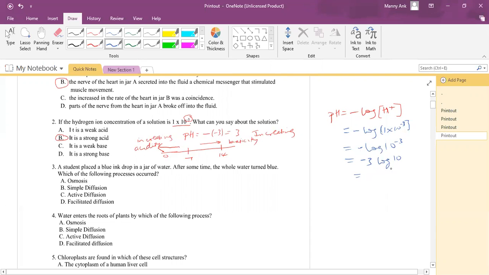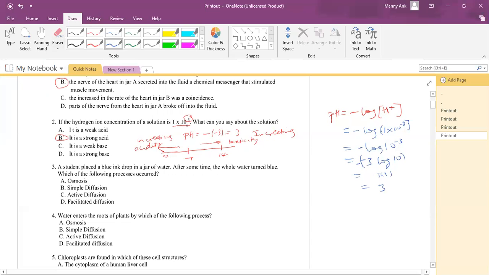Log 10 is always 1, because the base for log here is 10. So log of 10 is 1. So -3 times 1. I left the negative sign here. This should be negative of -3. So negative of -3 becomes positive. It gives us a positive number. So you have 3 times 1, and that gives us the 3. So that's the math aspect of what I did.